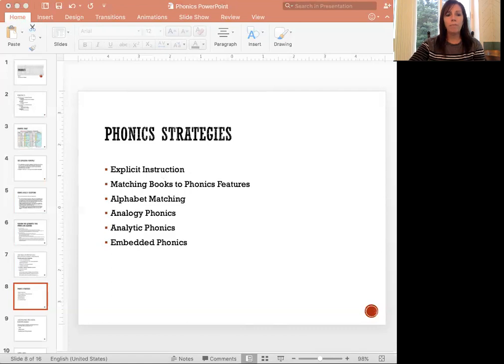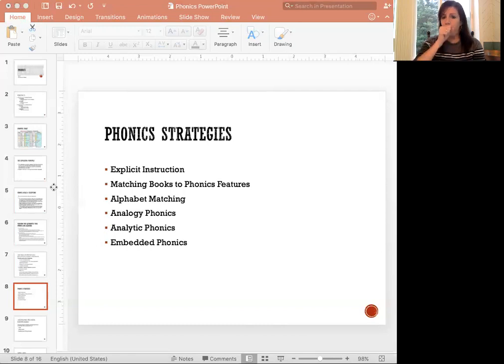We'll go on to alphabet matching. The alphabetic principle, which is what we talked about, is understanding there's a systematic and predictable relationship between written letters and spoken sounds. The alphabet matching helps students explore alphabet letters and sounds.